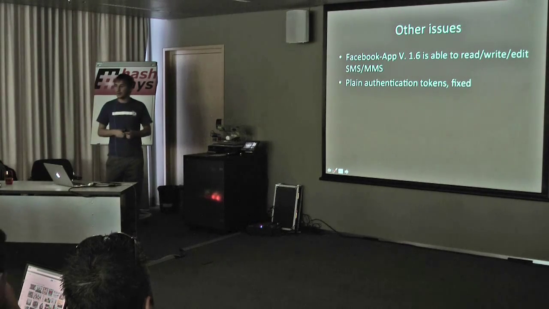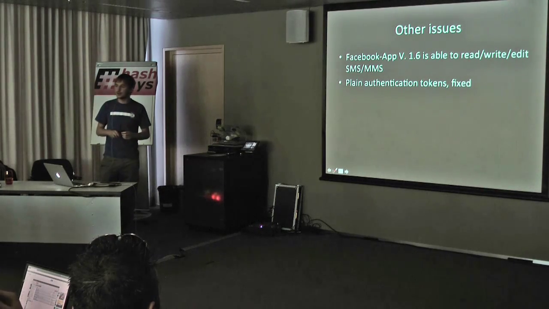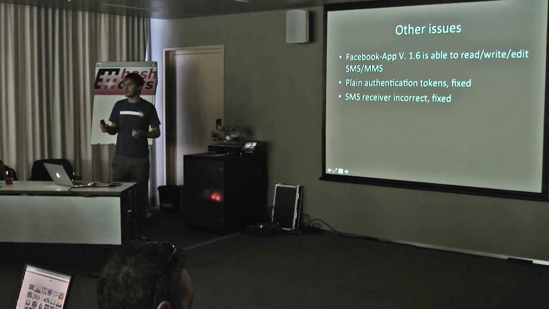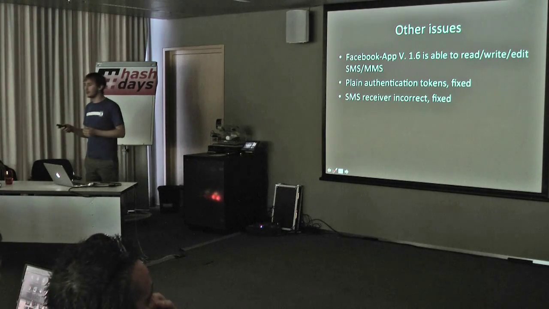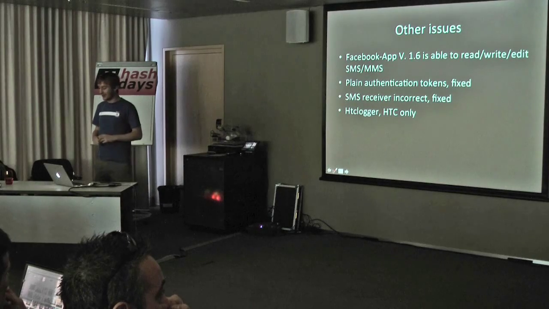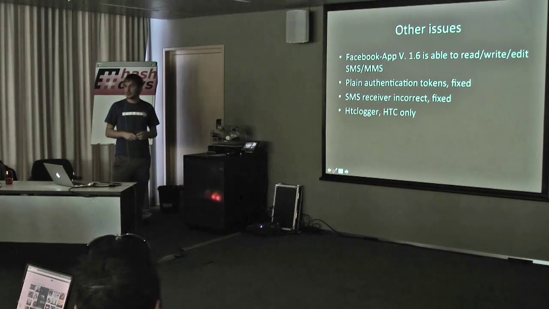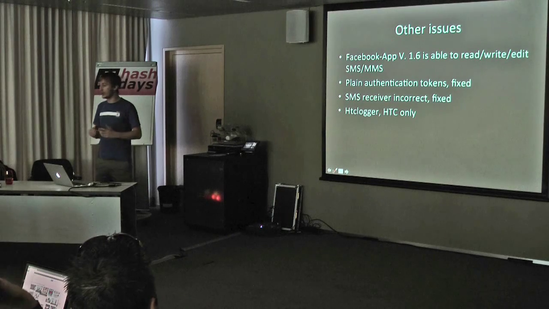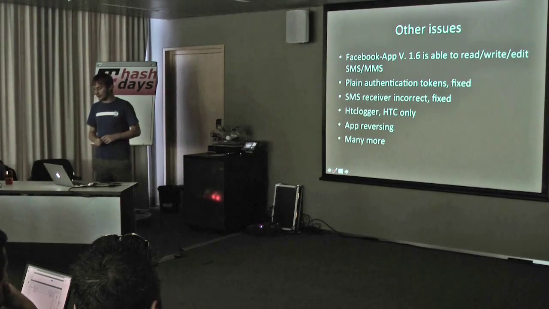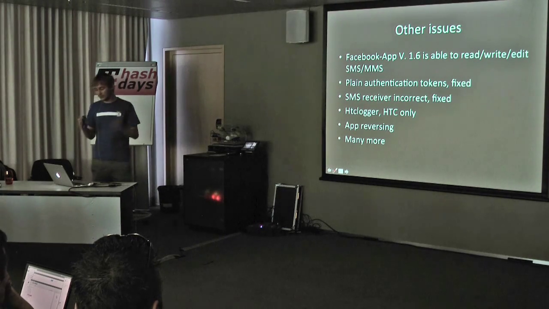There were some other issues with plain authentication tokens. Session IDs were sent over HTTP, so if somebody was sniffing, they could use these authentication tokens to access, I think it was Picasa. And sometimes the SMS receiver was just simply incorrect. So you were writing an SMS to your girlfriend, but in the end, your boss got the SMS, so it was quite strange. Another issue was just uncovered some weeks ago, the HTC logger, which is a service that is running on HTC, and you can query it, for example, for the geolocation, even when your app doesn't have the permission to access the geolocation. Of course, there's also some app reversing going on. I'm not the first one doing this, and it's getting more and more. And of course, there are a lot of other issues.